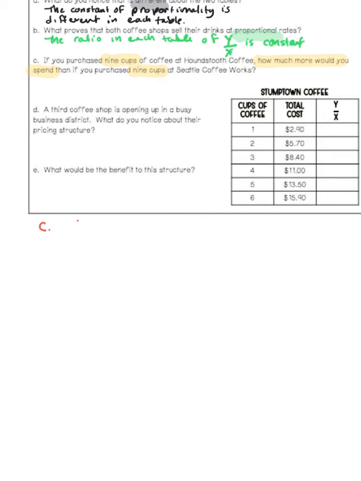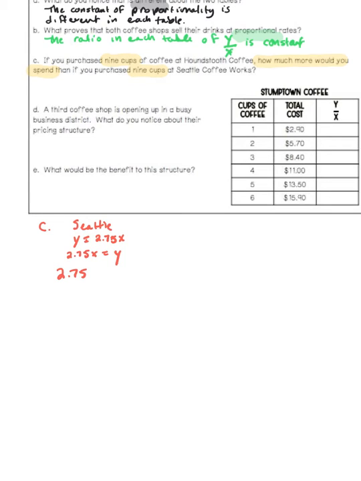I'm going to talk about Seattle's coffee first, and their equation, y equals kx, would be represented by y equals 2.75x, $2.75 for each cup of coffee, x. And if you prefer, we can write it this way, and that's how we used it in the table: $2.75 times x equals y. And that's probably more efficient because that's the way the table is written.